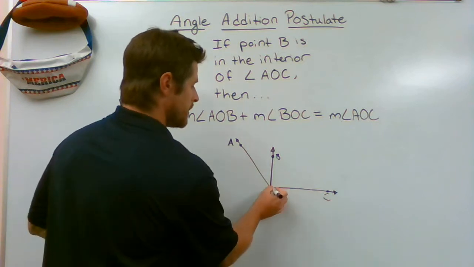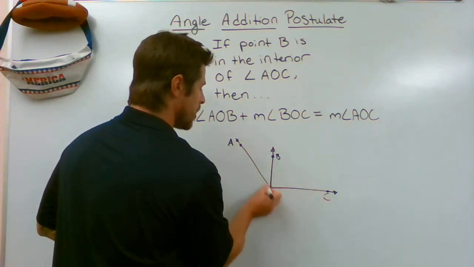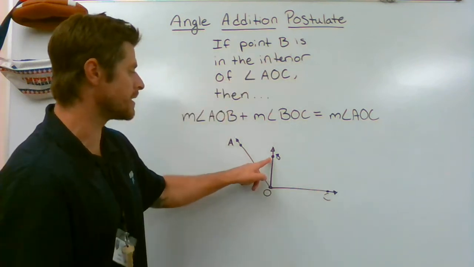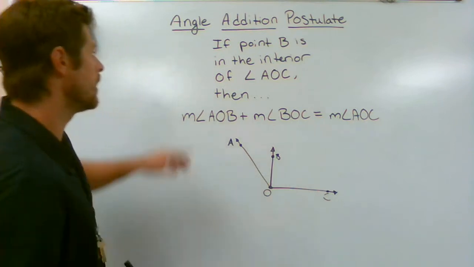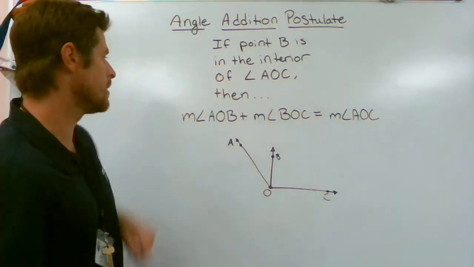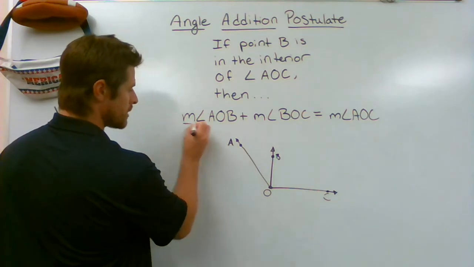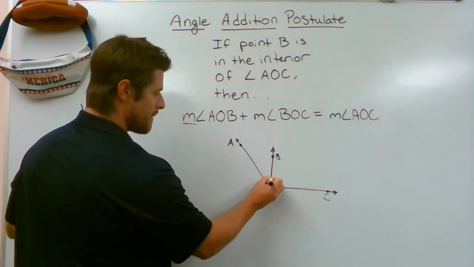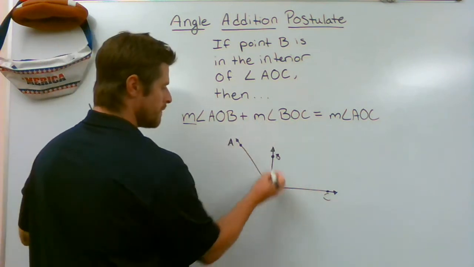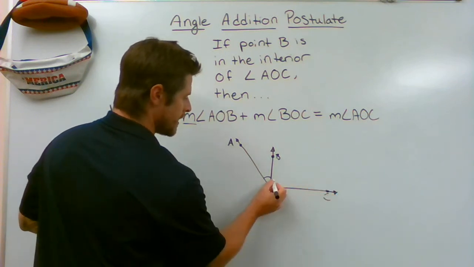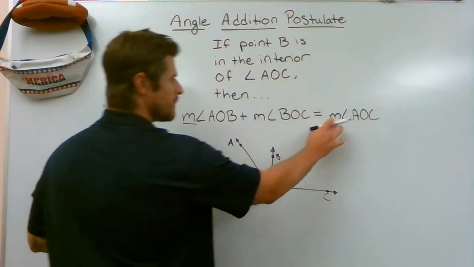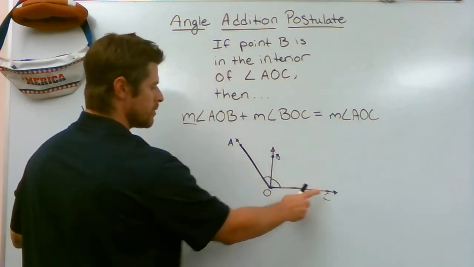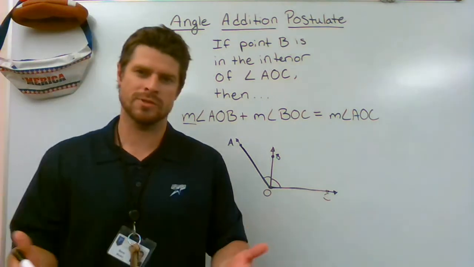All right, so the angle addition postulate states, if point B is in the interior of angle AOC, so this is the overall angle, the large angle with two smaller angles inside, then we know the measure, that's what the M stands for, measure of AOB, plus the measure of BOC, will give us the measure of the overall angle AOC.